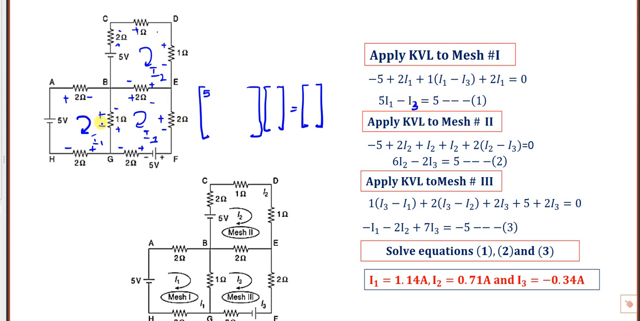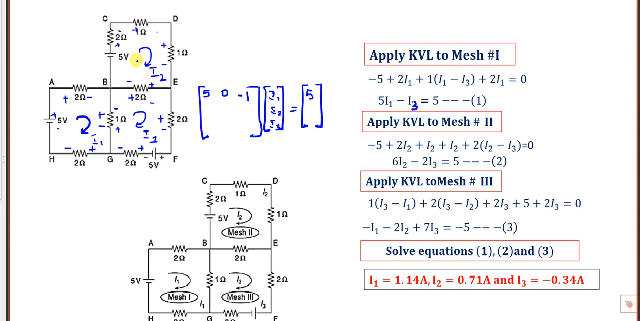So sum of resistance in mesh 1 is 2 plus 2 plus 1 is 5. Common to 1 and 2 is 0. Common to 1 and 3 is minus 1. And the voltage while writing is minus 2 plus, so it becomes positive on the right side. The three unknown variables are I1, I2, I3.